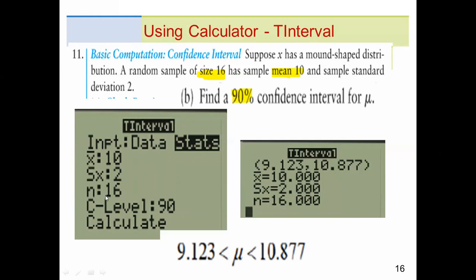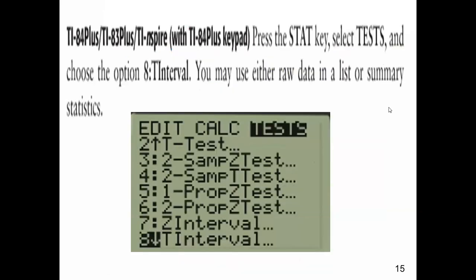You're given that you need a 90% confidence interval. Well, there it is, 90. It requires you to put in 4 numbers, but the 4 numbers are given to you. You hit enter, and it comes out to be the answer we got when we did all this mathematics here.